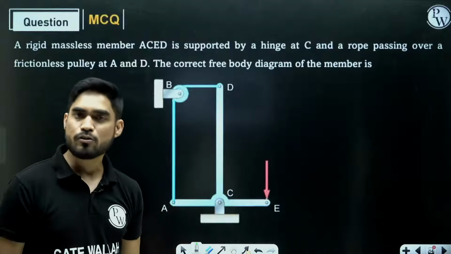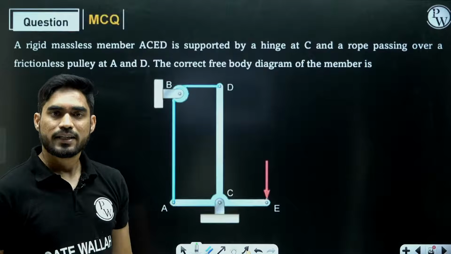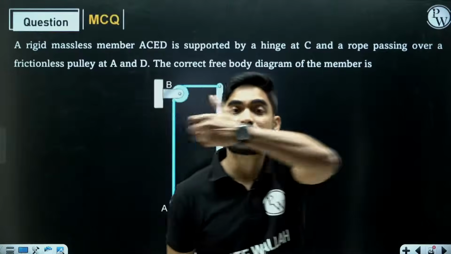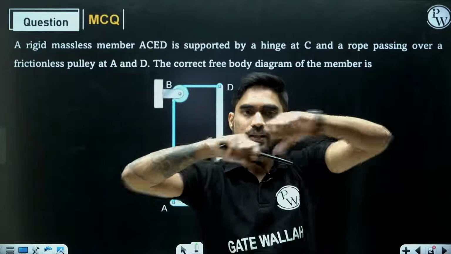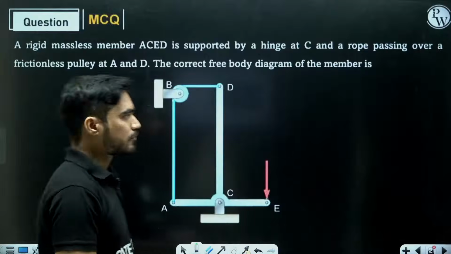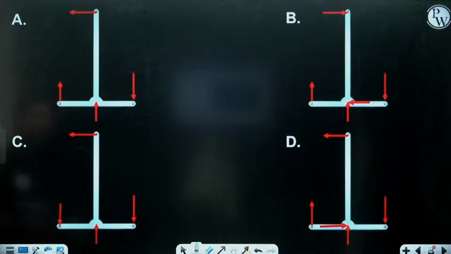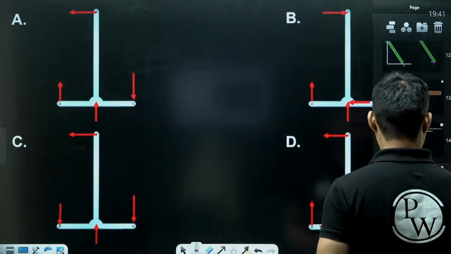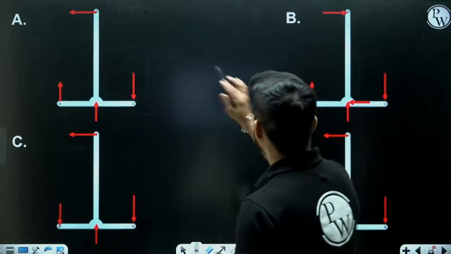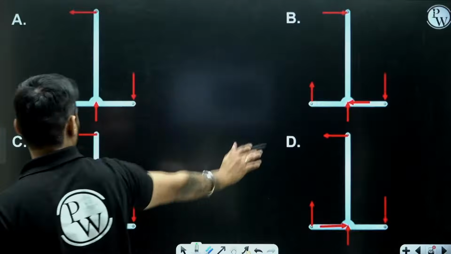Now, how do you show the tension? Tension means it is pulling something. That is a tensile force, right? If I am pulling something, that is a tensile force. Okay. So now imagine how the free body diagram of the body will look. Whether it will look like A or B or C or D.